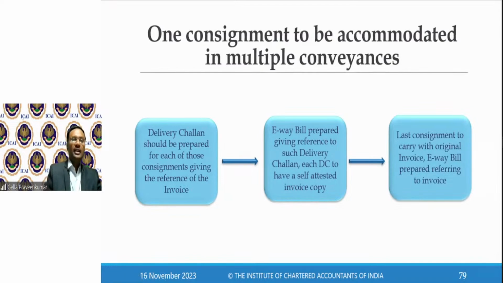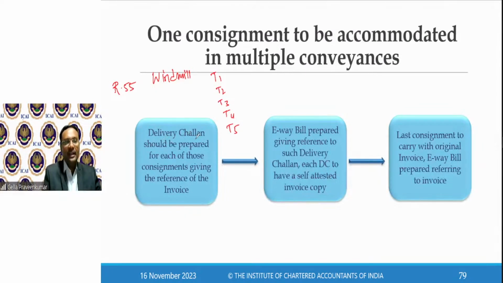Now, one consignment to be accompanied in multiple conveyances. This was a continuation of Rule 55, which we discussed in our previous class. I gave the example of a windmill, where truck 1, truck 2, truck 3, truck 4, truck 5, 5 trucks are carrying this particular consignment.